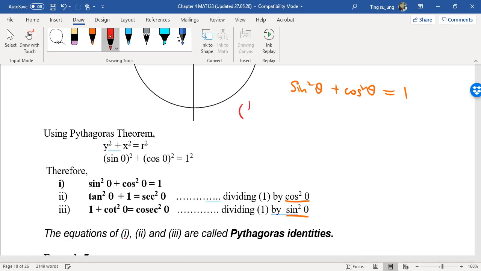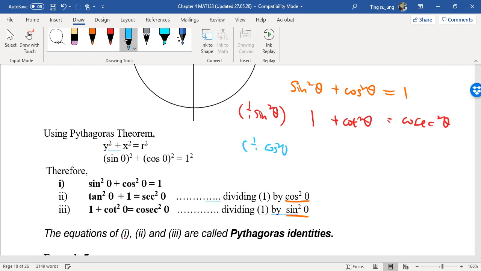If you divide by sine square, you can see sine square divided by sine square you have 1, cos square divided by sine square you have cot square, then 1 divided by sine square you have cosec square. See, not just simple like that. If you divide with cos square, sine square divided by cos square you have tangent square, cos square divided by cos square you have 1, 1 divided by cos square you have secant square. See that? Just like that.